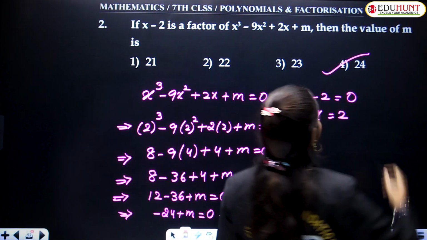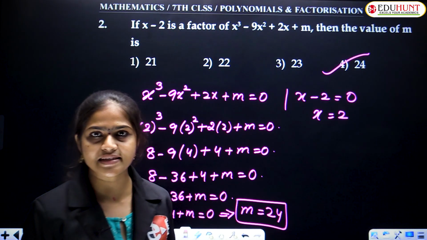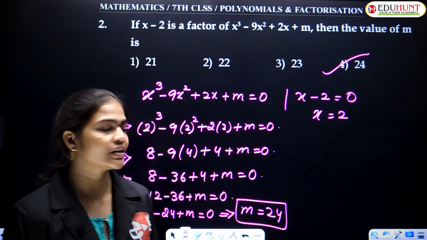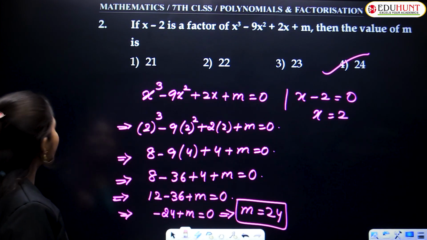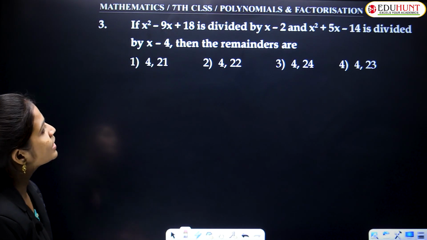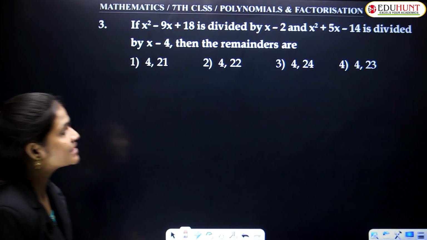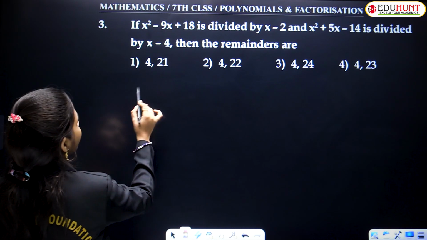So which option is correct here? Yes, option 4 is correct. Am I clear to you? Yes. So see the next, third question. What is given in the third question? Yes, they are asking about remainders. So first, what is given?